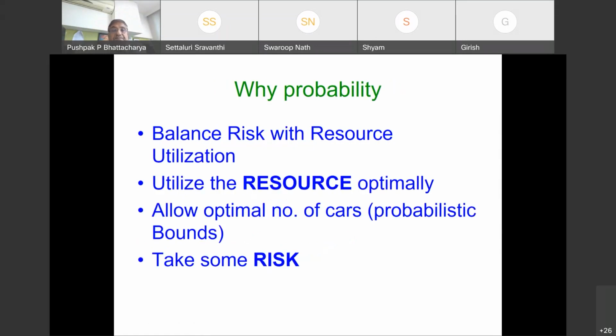All those things can be proved. So let's proceed. We have to balance risk with resource utilization. If we allow a very small number of cars to go on the bridge, then the bridge will not be optimally utilized. And if we allow a very large number of cars to go on the bridge, then we have the risk of damaging the bridge. So we have to strike a balance between risk and resource utilization. We have to allow an optimal number of cars on the bridge and give probabilistic bounds for this, and we would like to take some risk. So this is the setting.